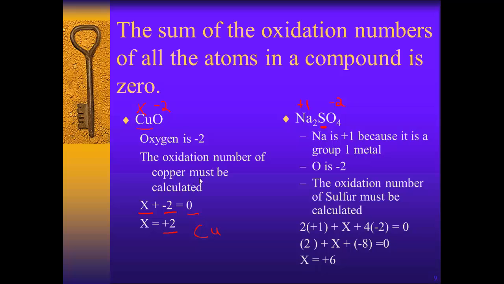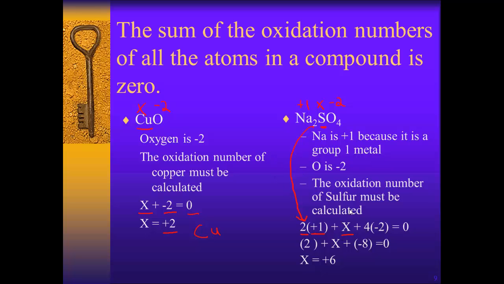Okay, we did know there were some exceptions to oxygen, but that was with fluorine or in a peroxide. This isn't either. Okay, so sulfur we don't know, and we're going to assign X. Okay, so we do need to calculate it now. Well, we know that this is sodium, each sodium is a +1, and we just multiply it by the 2 because there are 2 sodium atoms.